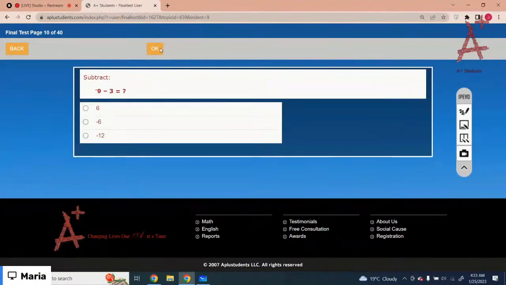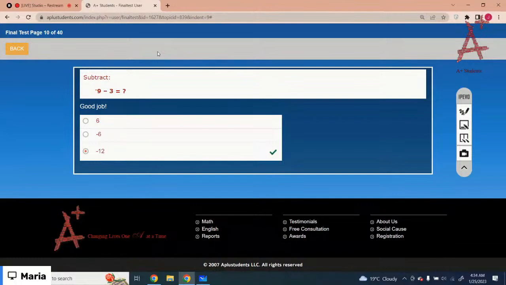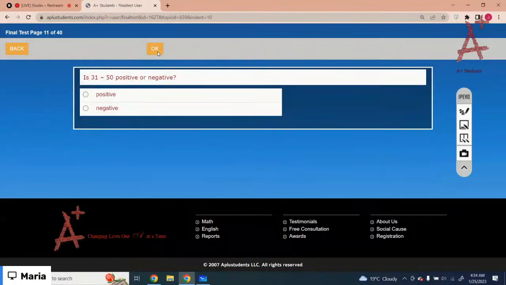Okay, subtract -9, -3 equals. So it would be -12. Got it? So the correct option is -12. Just select the correct option, then click on the OK button. -12 it is, not -6. You have to add them, but you have to put the sign of the negative number.